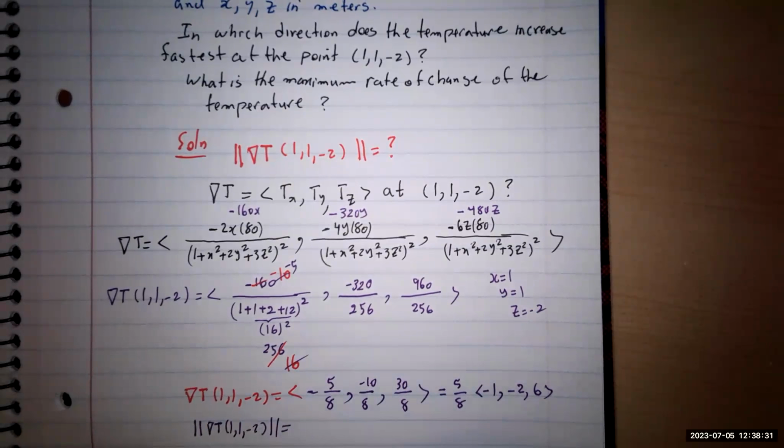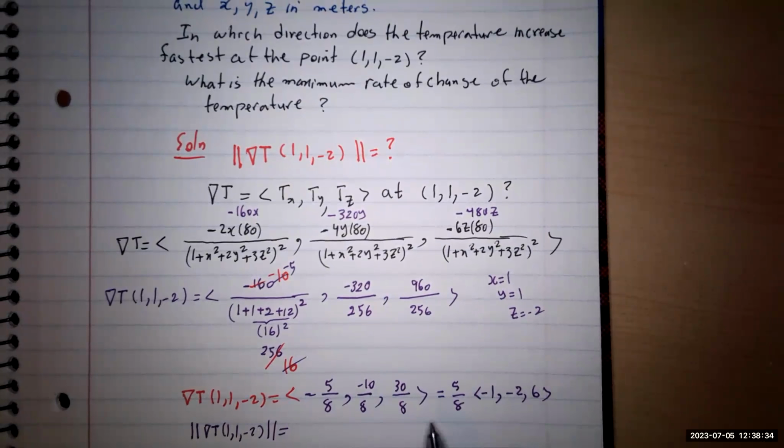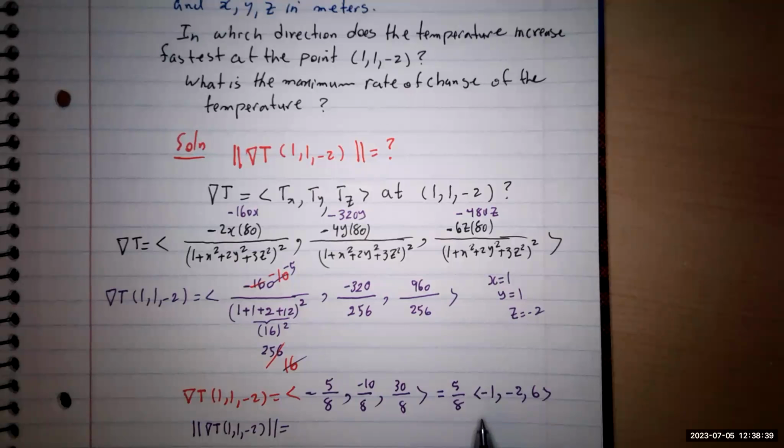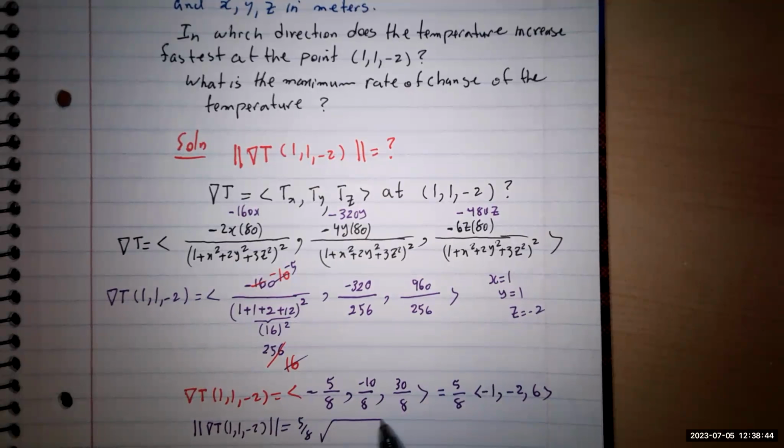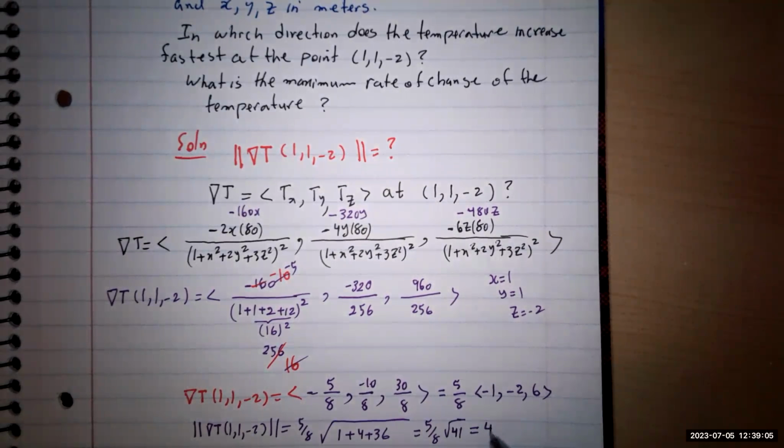Okay, you have to go with the norm of the actual one. So if you take the norm, you know that you have to square each one of them. Basically, you can pick the 5/8, and then the square root of these squares is going to be 1 plus 4 plus 36. So that gives you 41. So it's going to be 5/8 times the square root of 41. Use your calculator, that should give around 4. So it's going to be about 4 degrees.